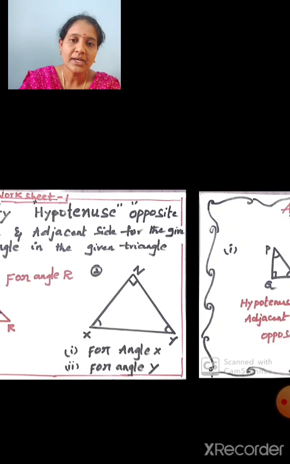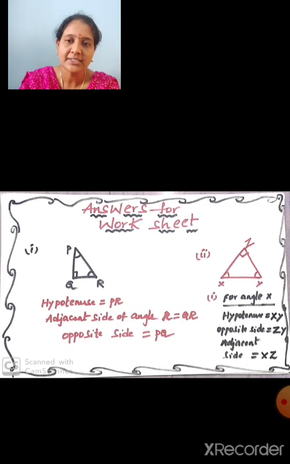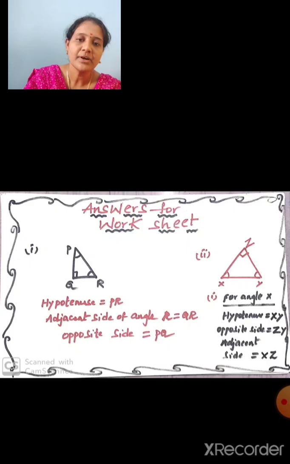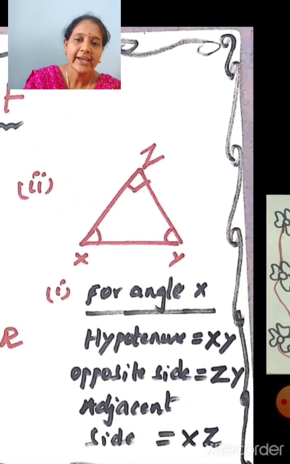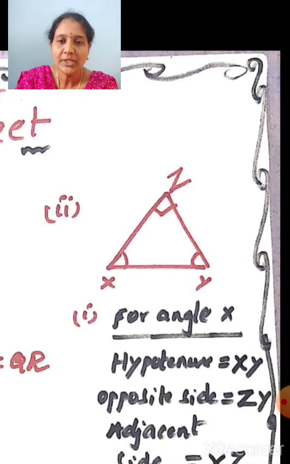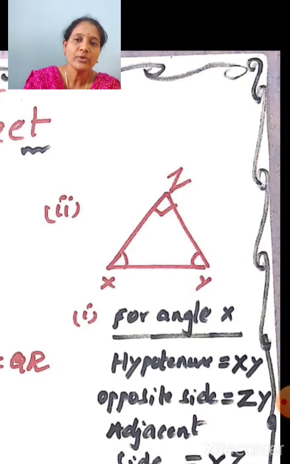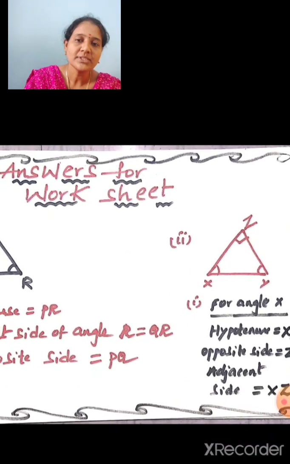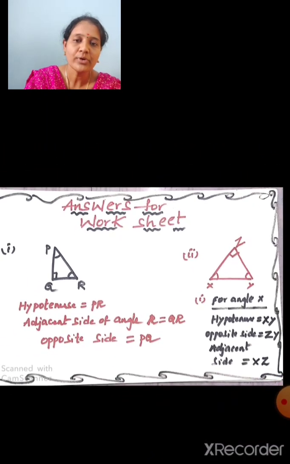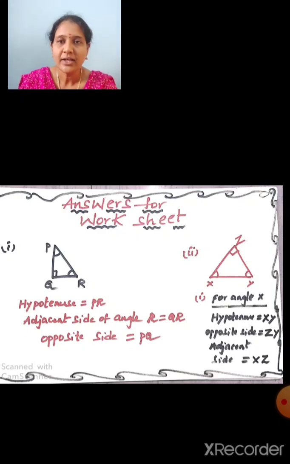If you observe the answers, children, the worksheet answers are given here. First one: hypotenuse is PR, adjacent side of the angle is QR, opposite side is PQ. Coming to the second one, for angle X, hypotenuse is XY, opposite side is ZY and the adjacent side is XZ. So this is the identification of opposite side, adjacent side and hypotenuse when a right angle triangle is given. If you want more practice, go through the textbook, children. Do that as more practice.